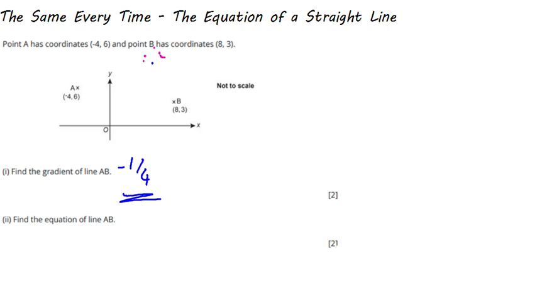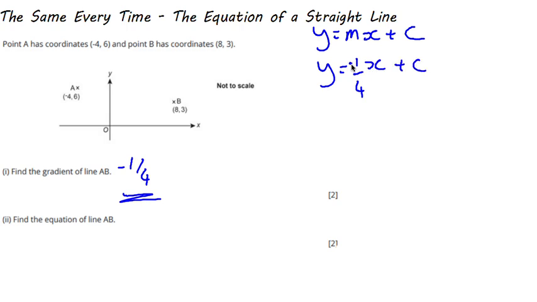So the next part of the question, part 2, says find the equation of the line AB. So the line that's going from A to B, we need to find the equation of that line. So the equation of the line is going to look like this, y equals mx plus c, always the same every time. I know the gradient is -1/4 because we just found that out, so I'm going to write that in. So y equals -1/4 times x plus c. So I already know that, now I just need to find the value of c.